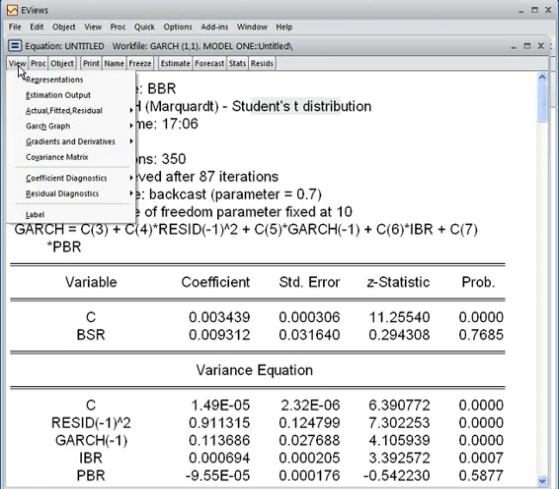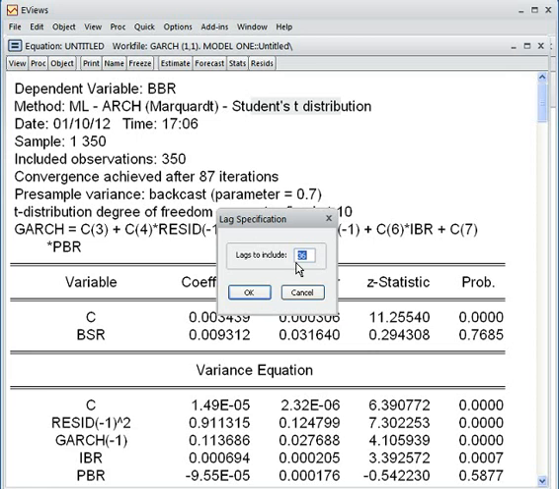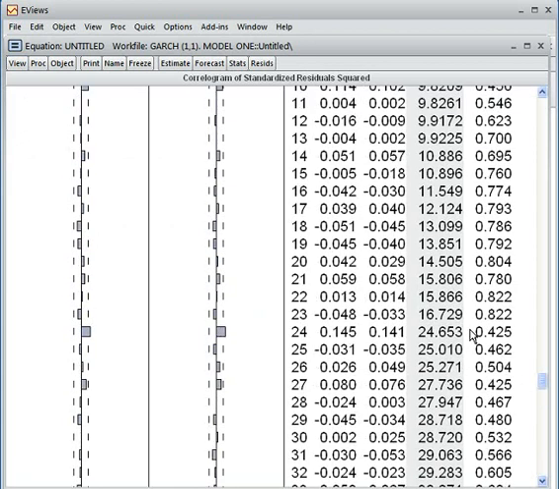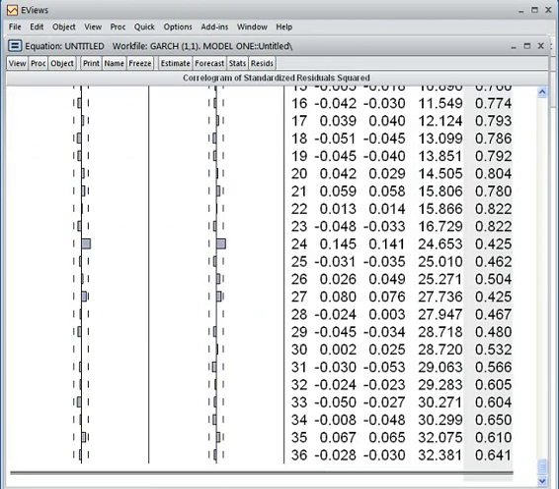I go to View, then Residual Diagnostics, as before. I'm following the same thing that I did before. I choose correlogram, and 36 lags, as before. Here you can see the Q statistics and the corresponding p-value.